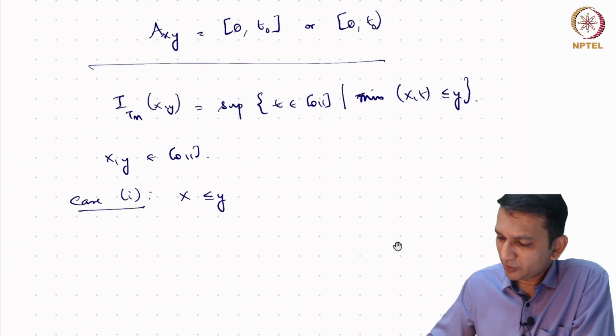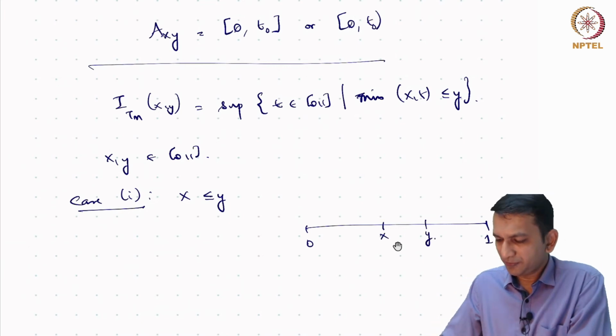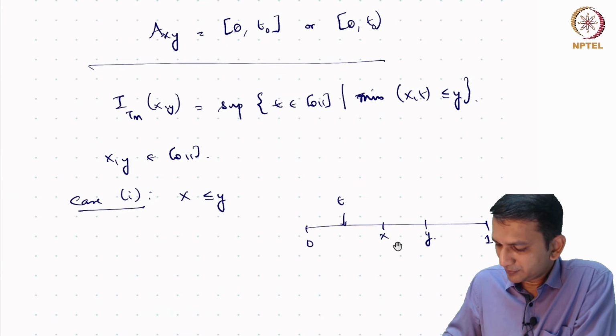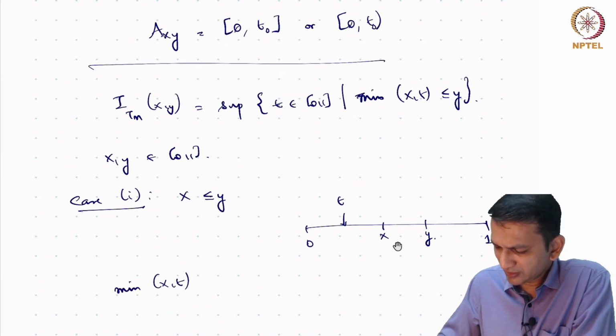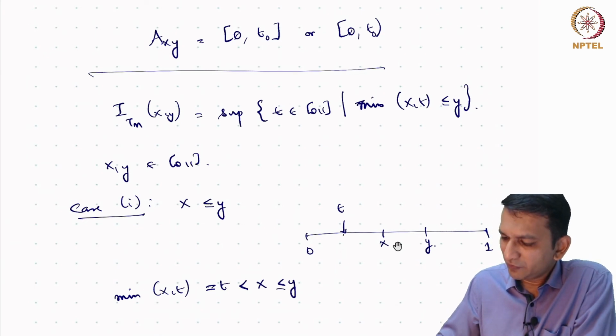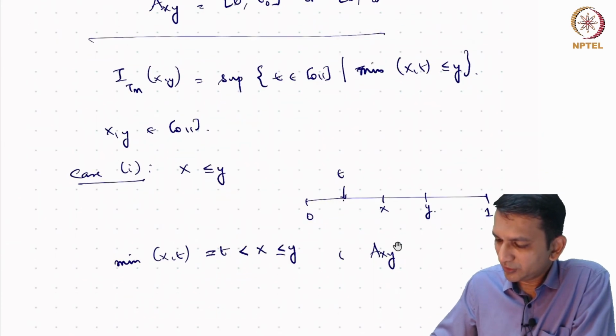X is less than or equal to y. So that means let's assume that x is here and y is here. Now, if I take a t here, what happens to min of x comma t? Min of x comma t, t is smaller than x, so this is equal to t, but it is less than x, and so it is less than y too. So definitely this t will belong to AXY.